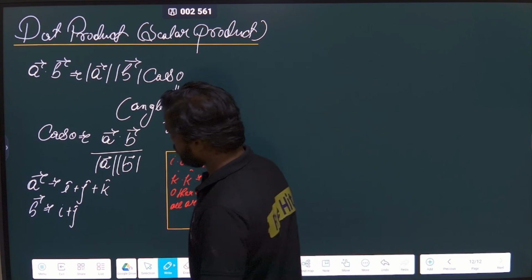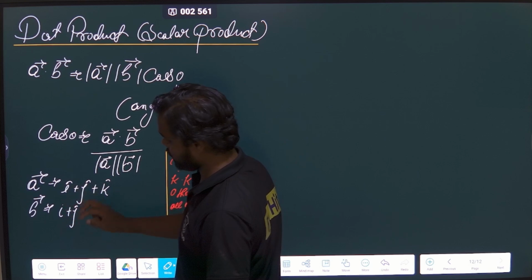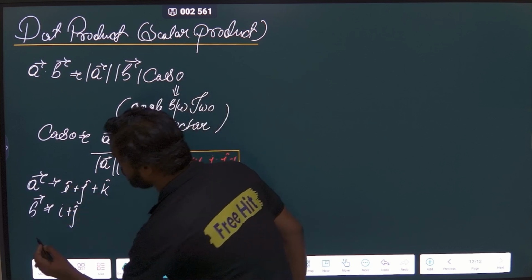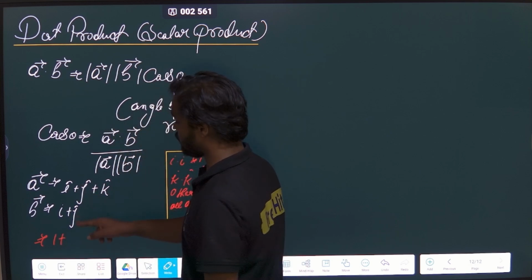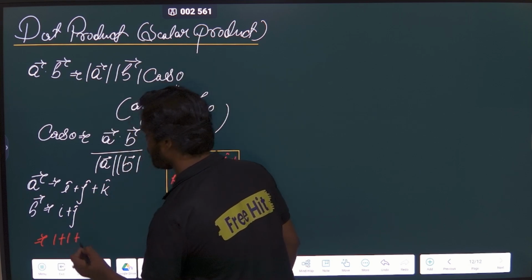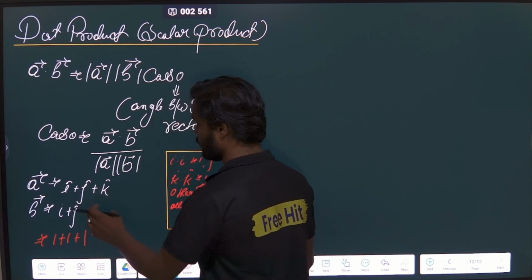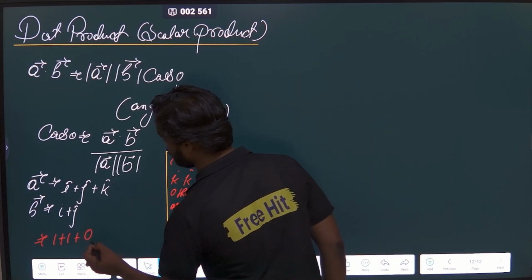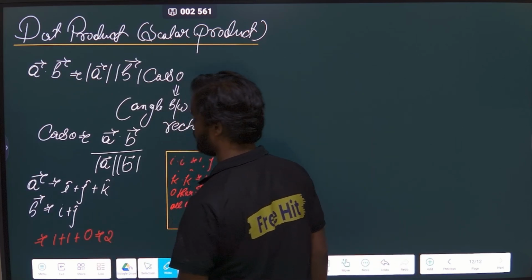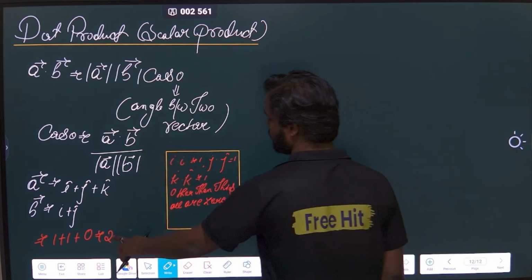So what you have to do is make the dot with the same component. Suppose you are doing the dot of A and B. So i dot i will be 1, plus j dot j, that is 1, plus k dot 0, because there is no component of k in the next vector. This is 0. So the overall value is 1 plus 1, which is 2. Clear? So we got A dot B as 2.